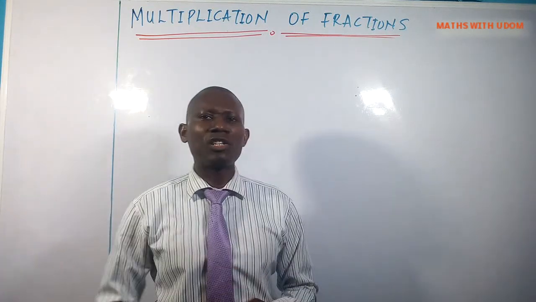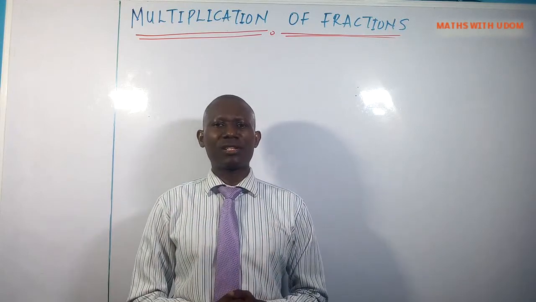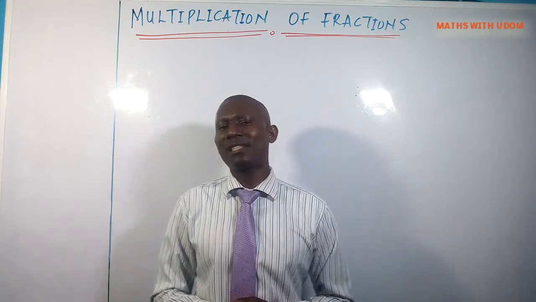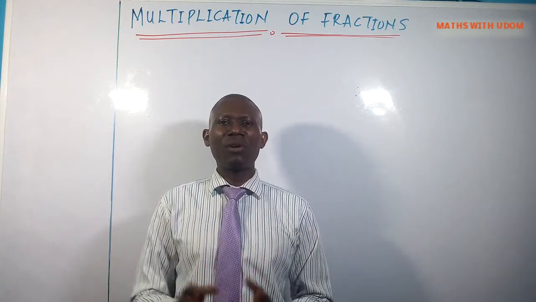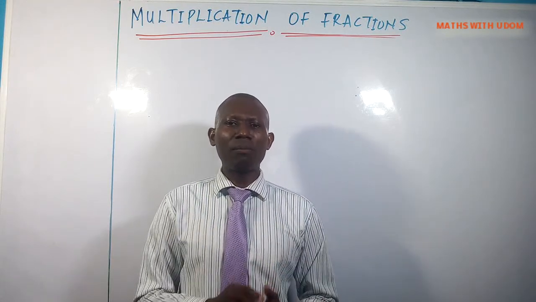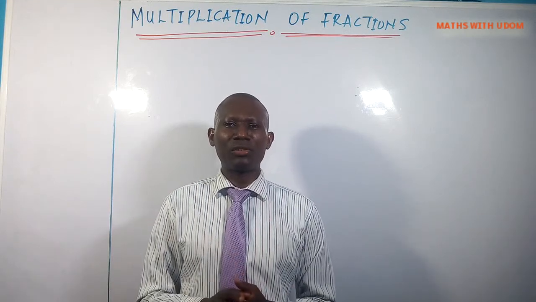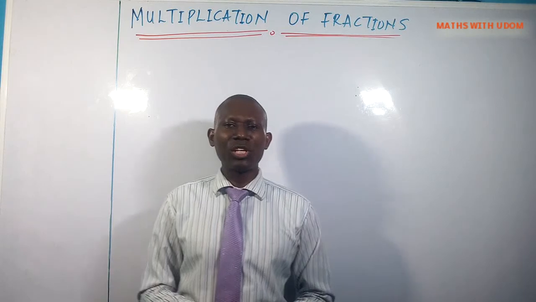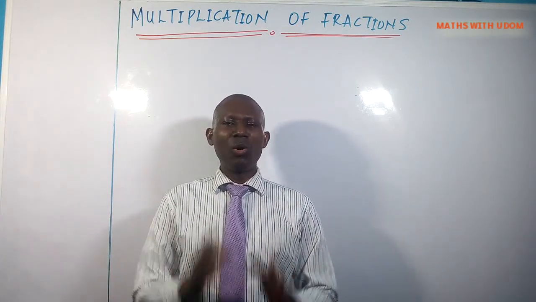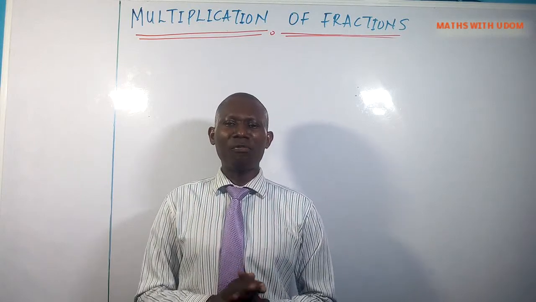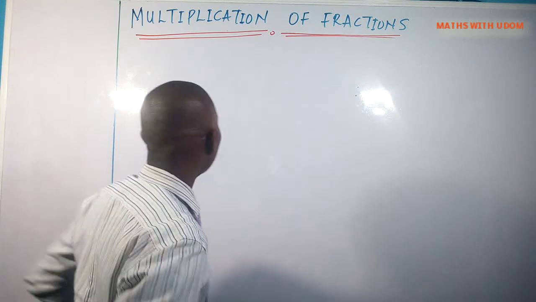So talking about multiplication of fractions, we have three cases. The first case is that a whole number can multiply a fraction. The second case, a fraction can multiply a whole number. And the third case, a fraction can multiply a fraction. So we are going to split the class into three. We are going to have the first case today. Case 1, whole number multiplied by fraction. That is what we are going to consider for today. So let's start with case 1.